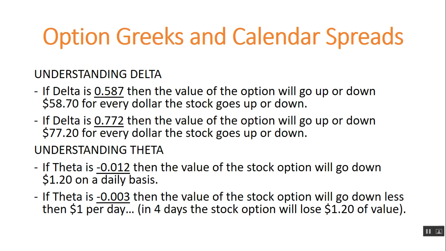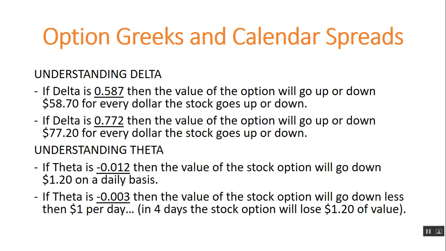Now theta, if the theta is negative 0.012, and in case you haven't noticed, I'm using the values that I found in my option Greeks when I looked those up, then the value of the stock option will lose $1.20 on a daily basis. And if theta is negative 0.003, the value of the option will go down less than $1 a day. It will take 4 days for my stock options to lose $1.20 of value, and that's important to understand. You'll see why here in a minute.